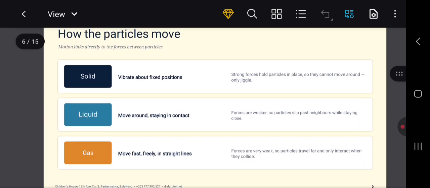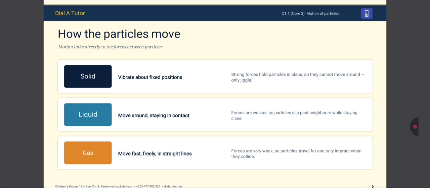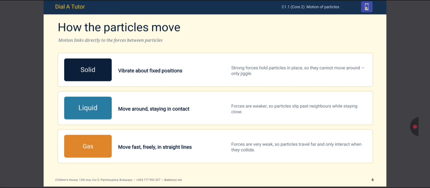How particles move. So let's see how particles get to move. Now, let's have a look at motion. Motion links directly to the forces between particles. In a solid, the forces of attraction are very strong. So the particles will vibrate about fixed positions, they cannot move.